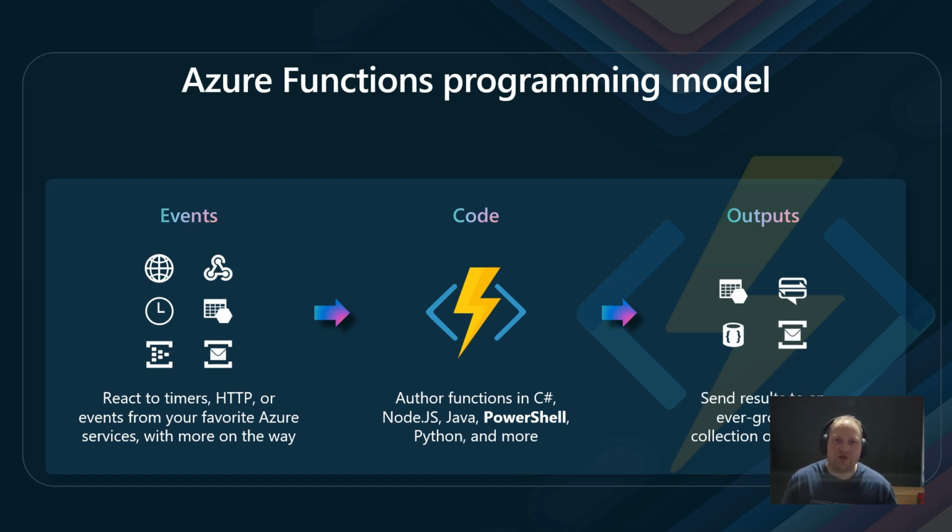Finally, outputs. Once a function has executed, it can send results or outputs to various destinations, whether it's sending data to a database, triggering notifications, or interacting with another Azure service. The function can easily integrate with an ever-growing collection of services to take further action. In essence, Azure Functions allows you to connect events, write code, and produce meaningful outputs, automating workflows and processes in a serverless way. It's simple, yet highly scalable, and you only pay for what you use.